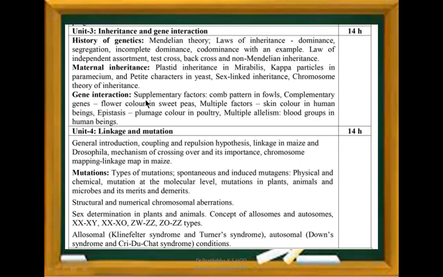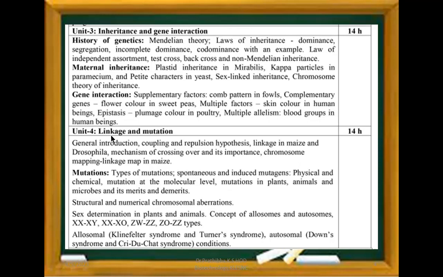Then gene interaction: supplementary factors, comb pattern in fowls, complementary genes, example flower color in sweet peas, multiple factors, skin color in human beings, epistasis, plumage color in poultry, multiple allelism, blood groups in human beings. So all these you need to study under Unit 3, Inheritance and Gene Interaction.